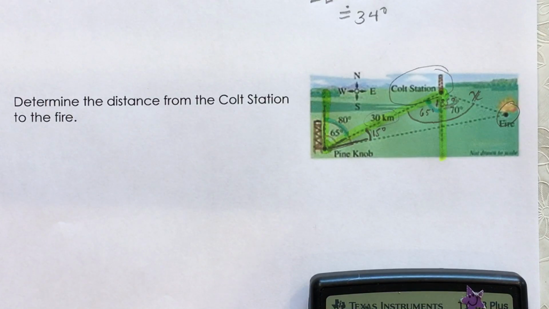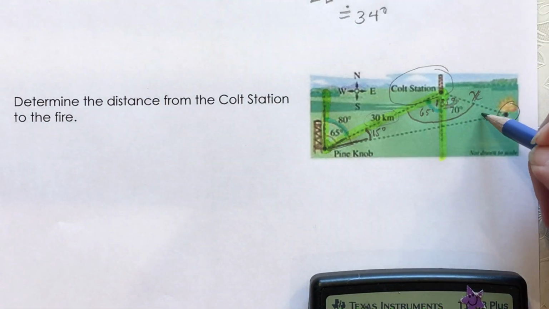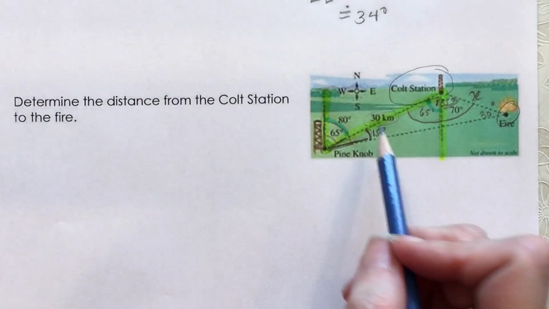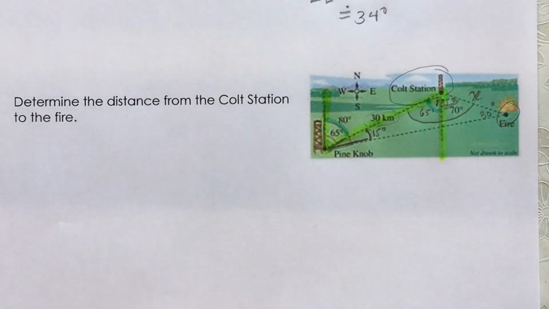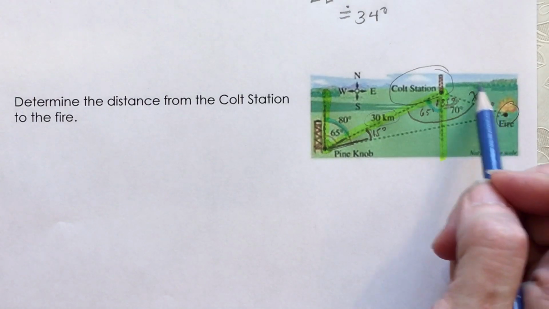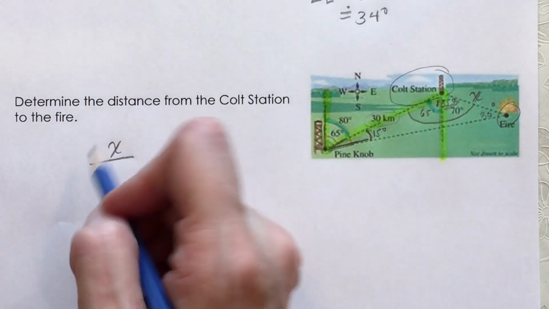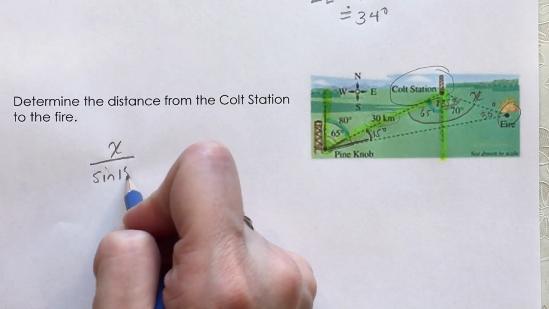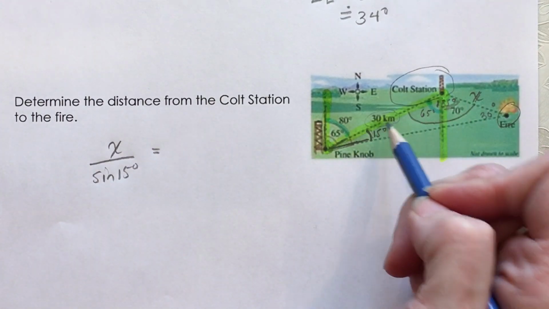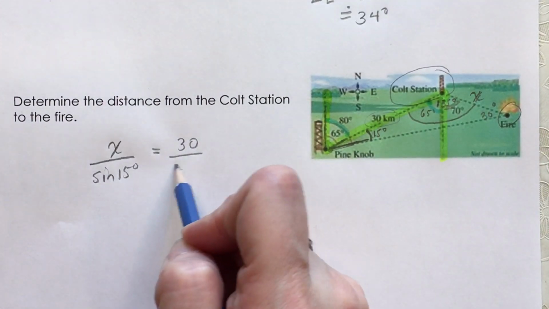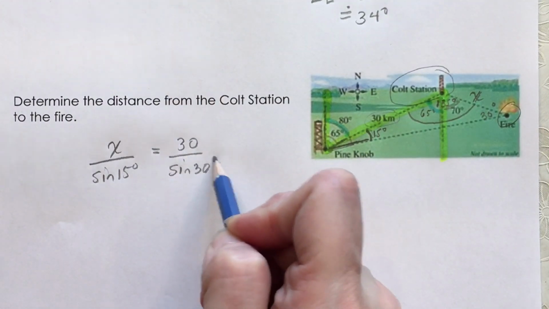So if we subtract from 180, we've got 180 minus 135 minus 15, and then we actually know this angle over here is 30. So we know all three angles, and we know that one side, so we can get side x then, using the sine law. So we're going to start off with x on top, over the sine of the angle opposite, which is the sine of 15 degrees, is equal to the side we know, 30 kilometers, divided by the sine of its opposite angle, which we figured out was also 30 degrees.